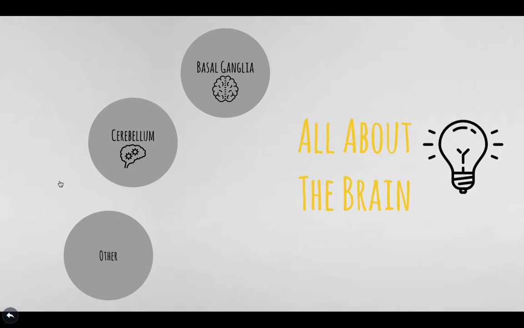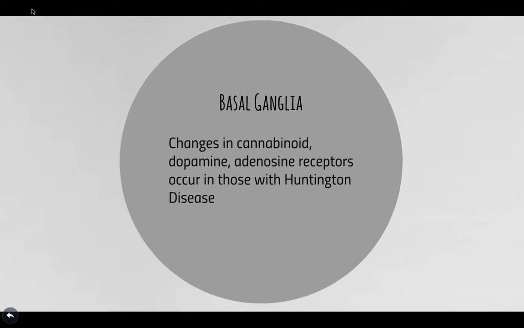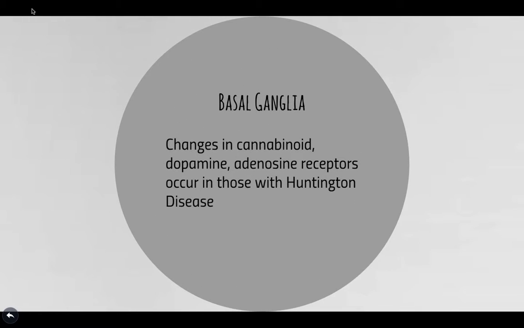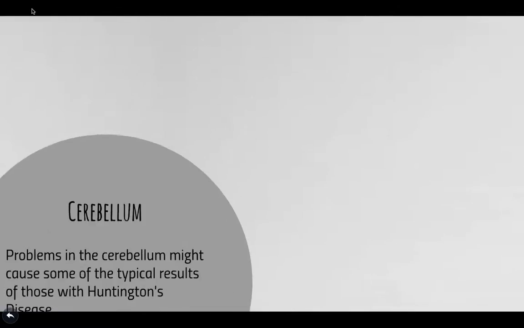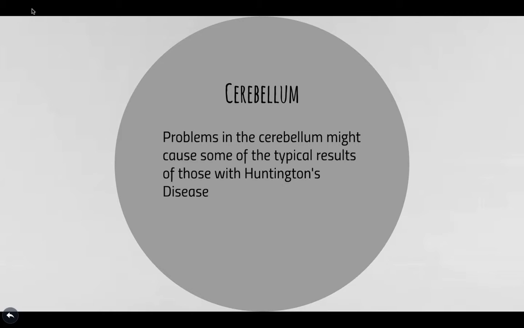So now we'll talk about the brain and areas of the brain that are affected. Like I said before, the two main areas are the basal ganglia and the cerebellum, but there are a few other areas that can be affected by Huntington's disease. So the basal ganglia, again, you'll have changes in the cannabinoid, dopamine, and adenosine receptors that will occur in those with Huntington's disease. As far as the cerebellum goes, that might lead to some of the typical results of those in Huntington's disease. So again, the chorea, the dysarthria, the incoordination, things like that.